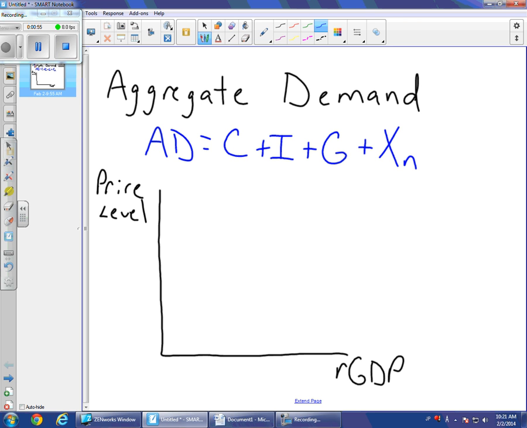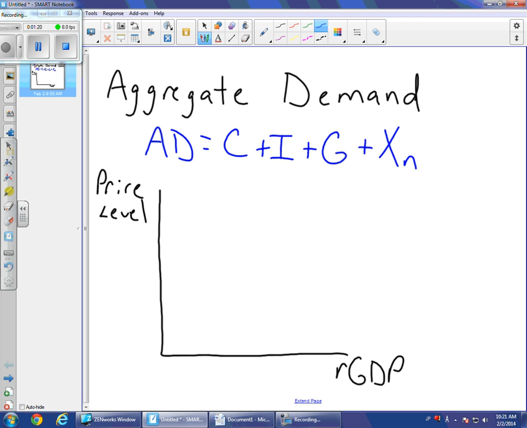It's important to note that with this simple formula, we can predict changes in aggregate demand that will result from changes in the spending of any of the four components. For example, if consumers become more confident and begin to spend more, aggregate demand will increase. If the government cuts back on spending in order to balance its budget, aggregate demand will decrease.